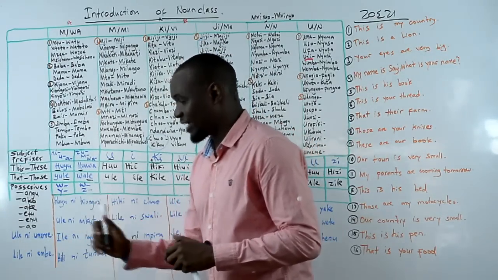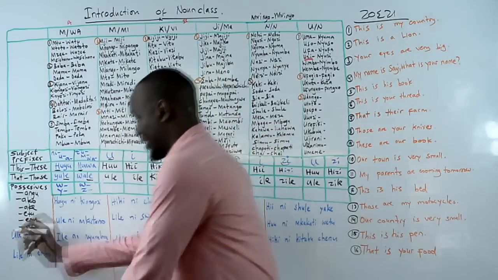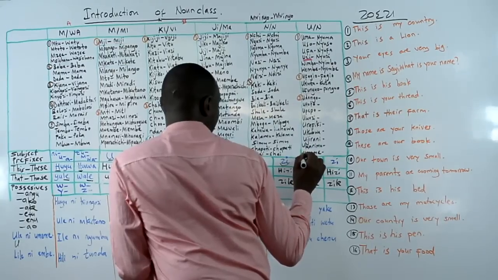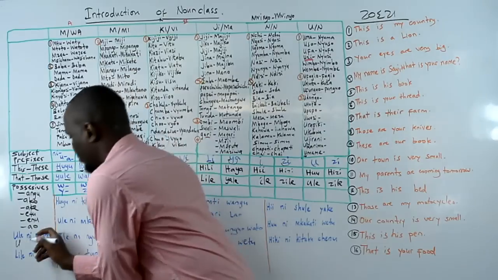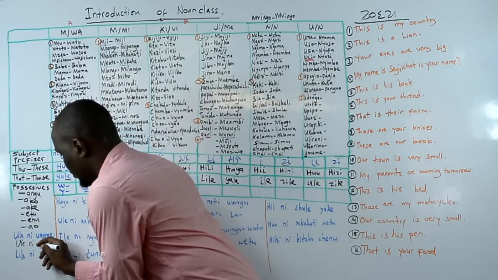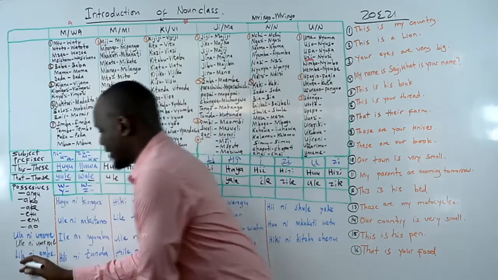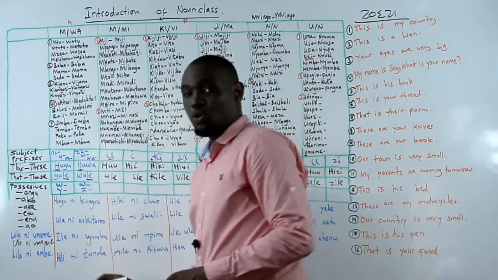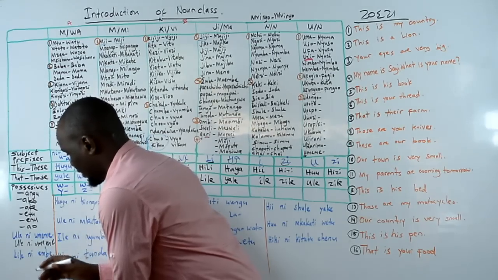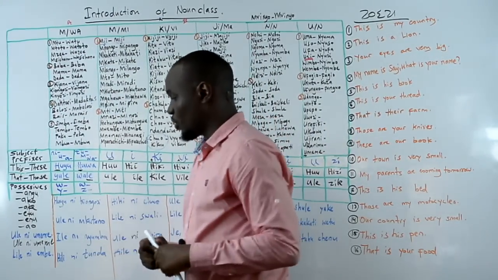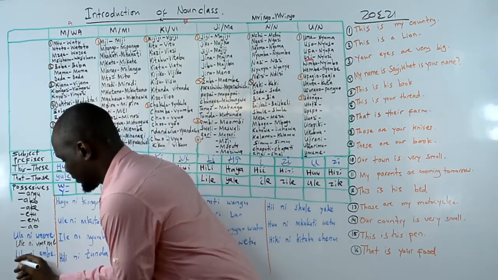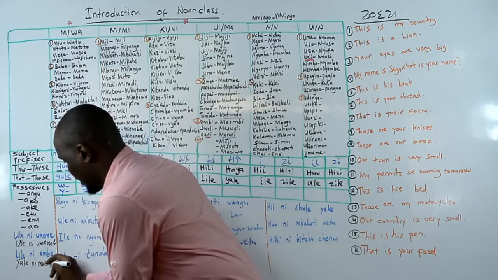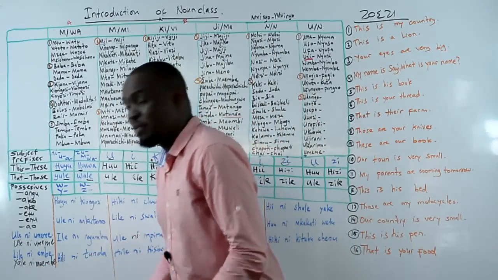So, ule ni umeme, that is electricity. How do you say those are electricities? In Swahili will be umeme. Umeme does not have a plural, so it will be the same. Ule ni umeme. Lile ni embe in plural will be yale ni maembe. Yale ni maembe, those are mangoes.